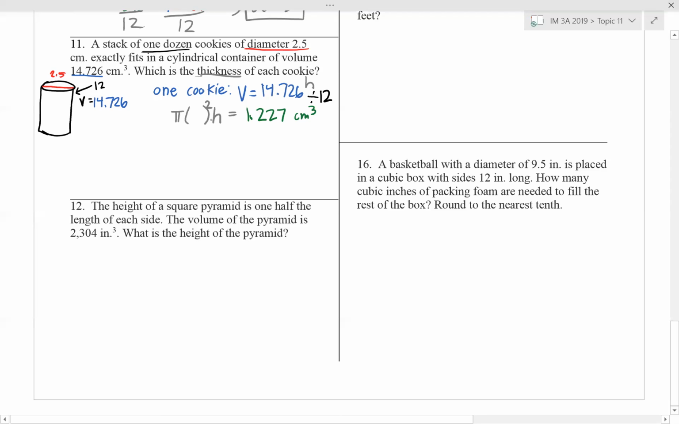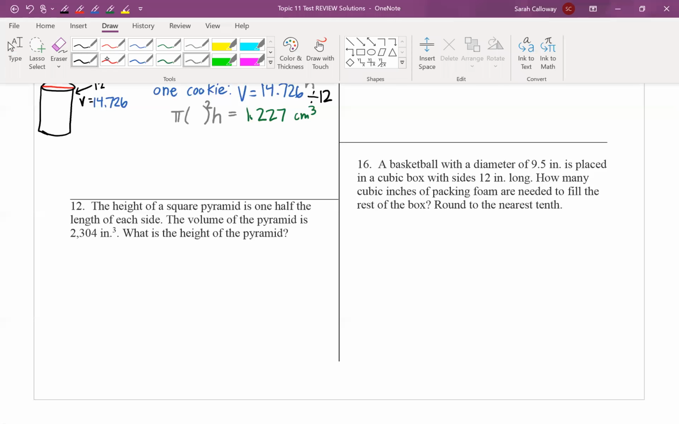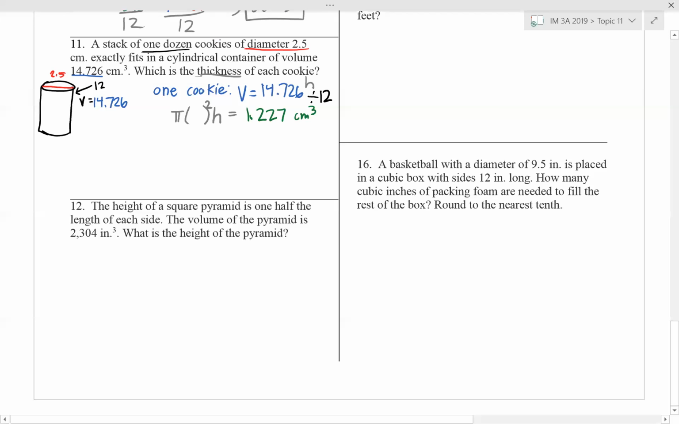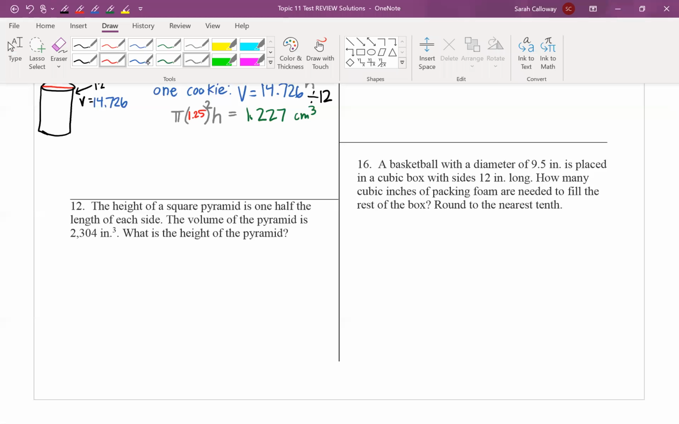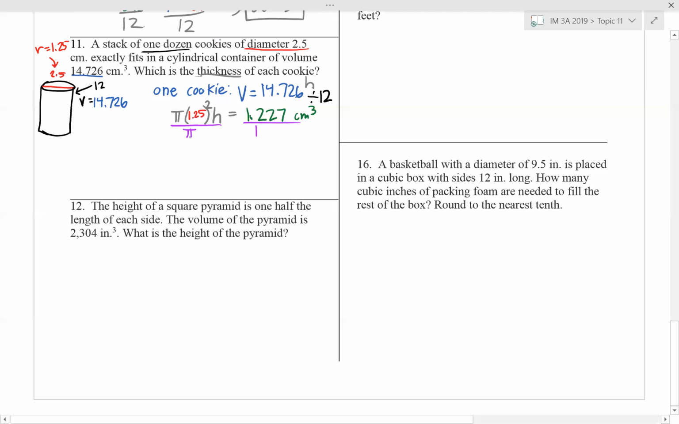Since I want to know h, I know that's a variable. The diameter of the cookie is 2.5, that means that the radius is 1.25. So I'm going to use 1.25 as the value for the radius. And so to solve for h, I'm going to start by dividing both sides by pi. And so that gives me about 0.391.